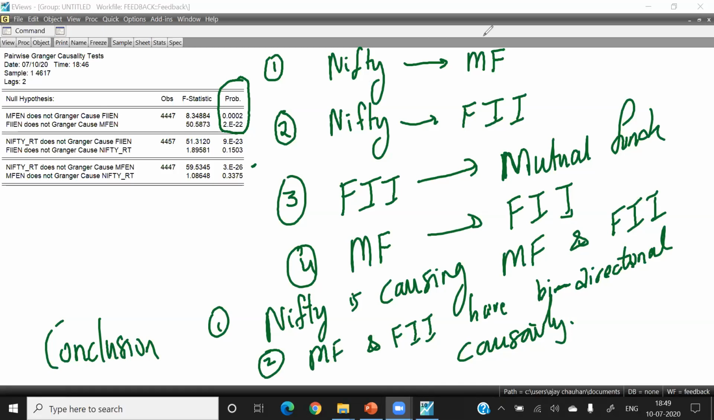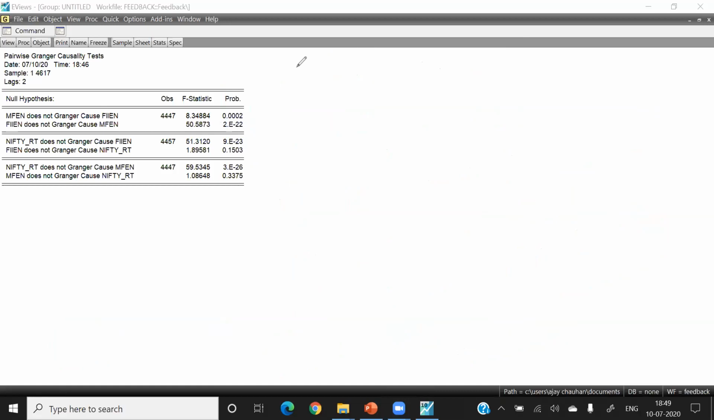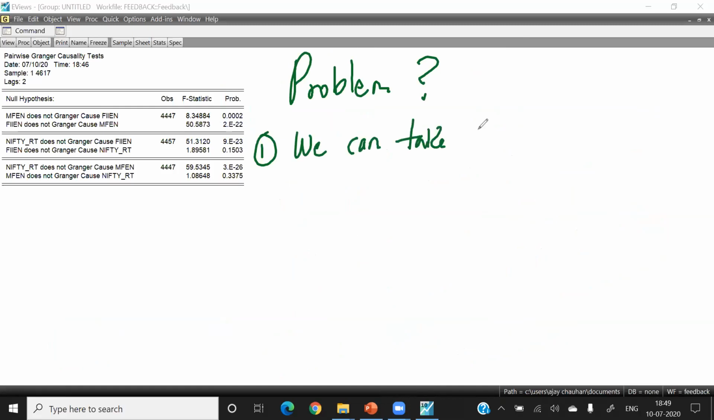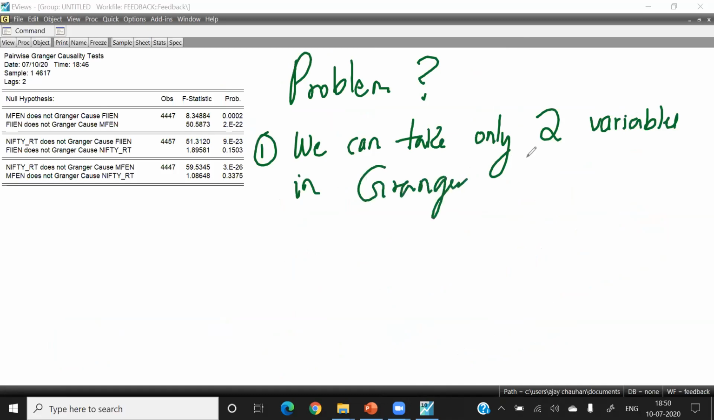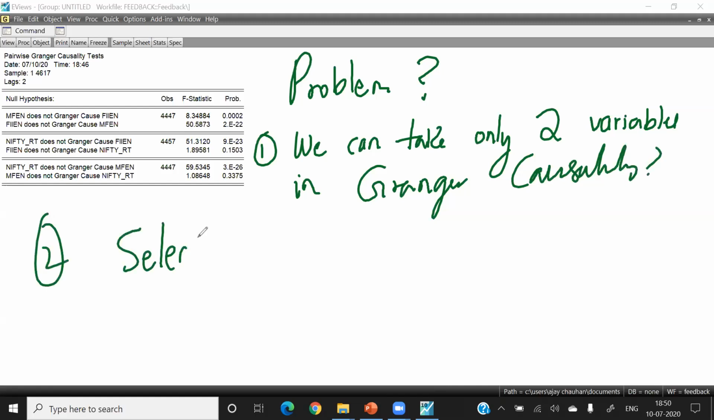But before moving further, I want to explain you something. What are the problems we found in Granger causality? Number one, we can take only two time series variables at a time in Granger causality. Number two, the selection of lag, because I can run on lag 2, I can run on lag 3, I can run on lag 4. So selection of lag is still a problem, right?